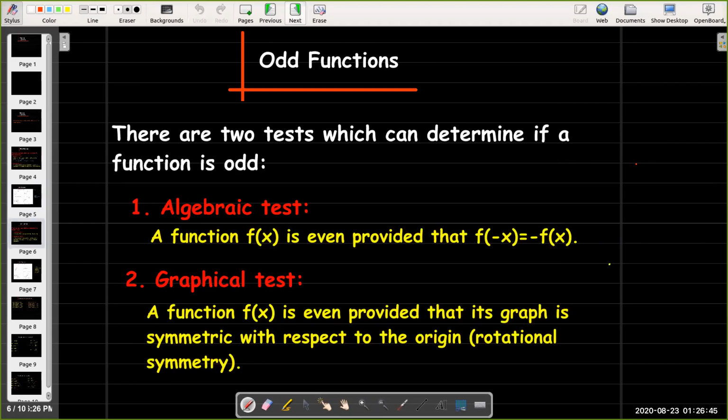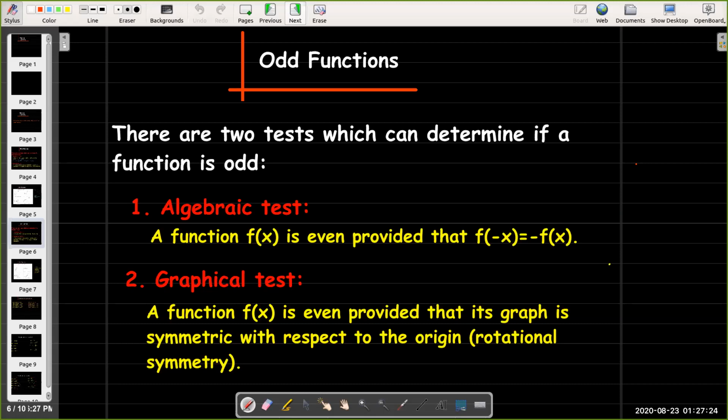What about odd functions? Well, again, we have an algebraic test. This time, if I replace x with negative x in the formula for f and simplify, I don't get the same equation or formula back again. I get its algebraic opposite. In other words, I could factor out a negative sign, and what's inside the parentheses would be the original function.